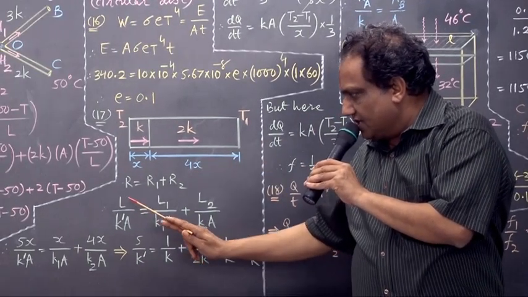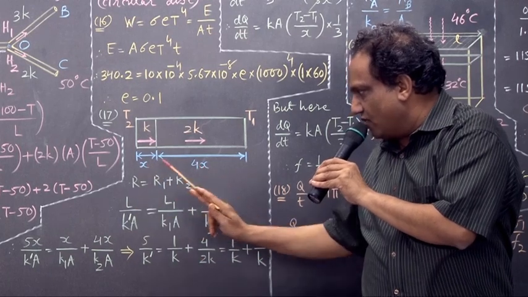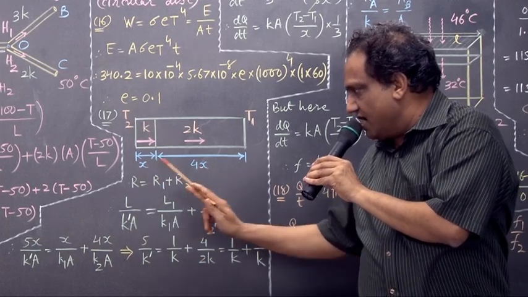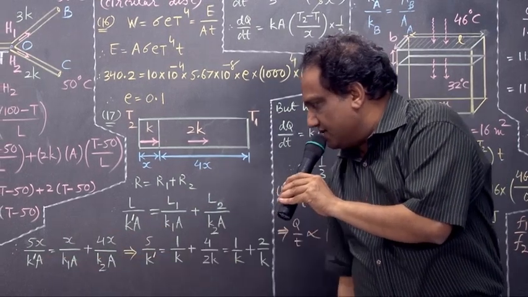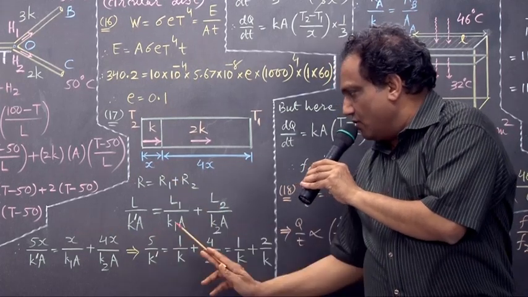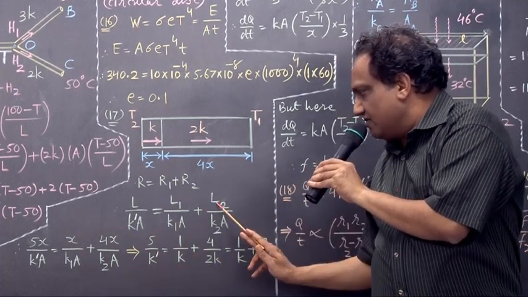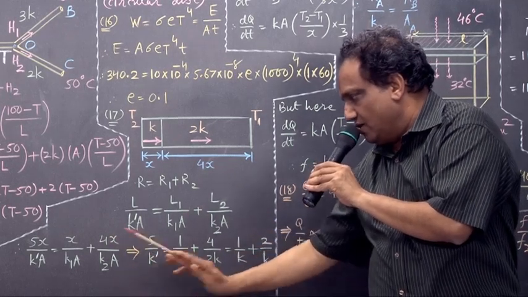Now this is the total length. Total length means what? X plus 4x, how much is it? 5x. K dash is as it is. The length of the first slab is X upon K1 A. The length of the second slab is 4x upon K2 A.